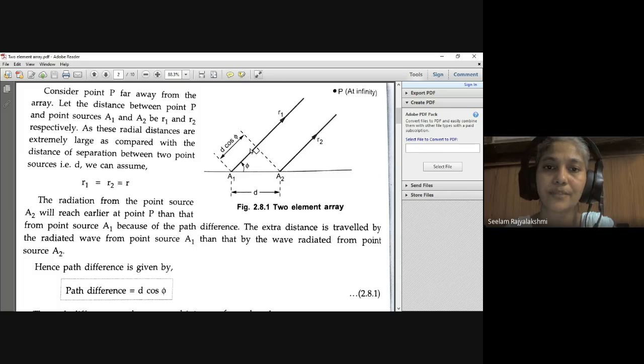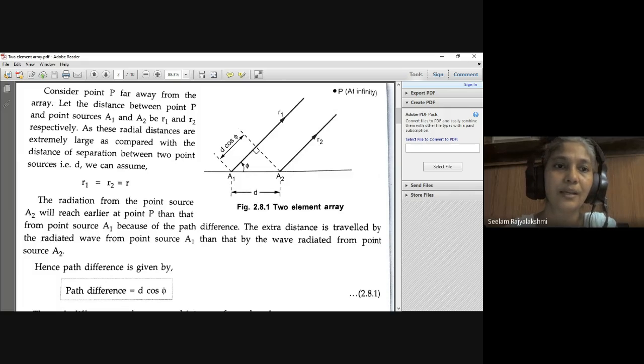If you observe, the radiation from point A2 reaches P earlier when compared with point source A1, because A2 is nearer to point P. That means the radiation from A1 travels an extra distance, which is the path difference d cos phi, where phi is the angle shown.